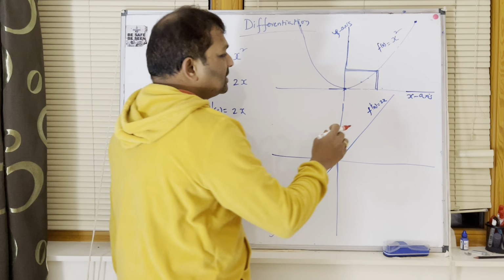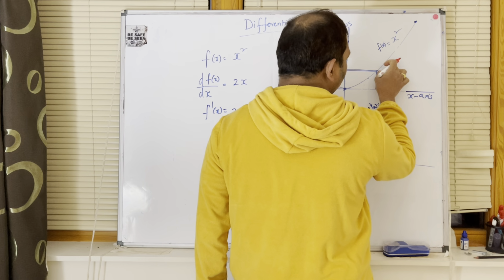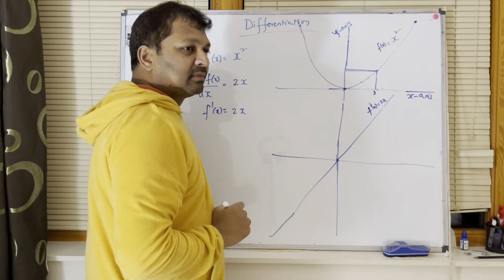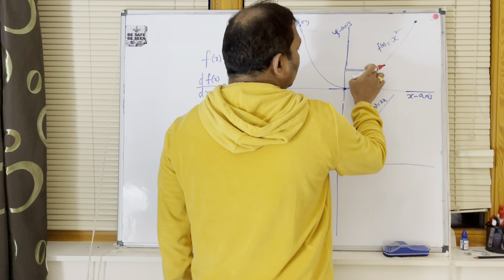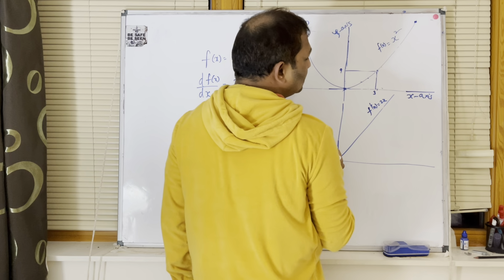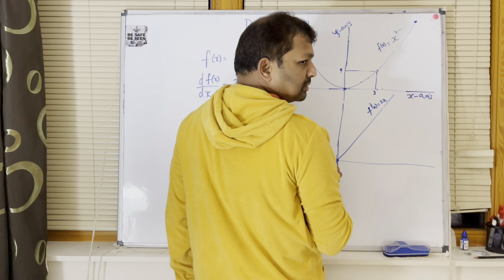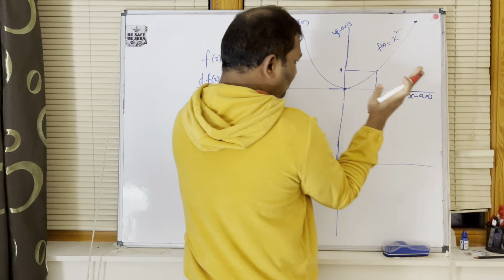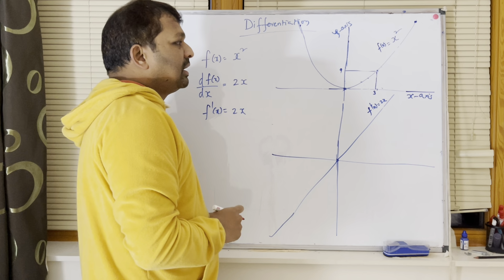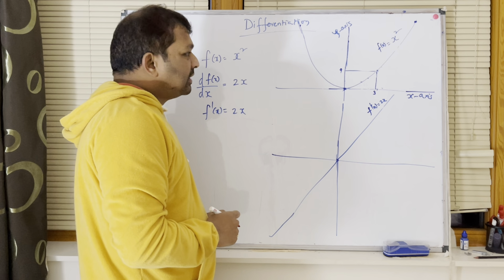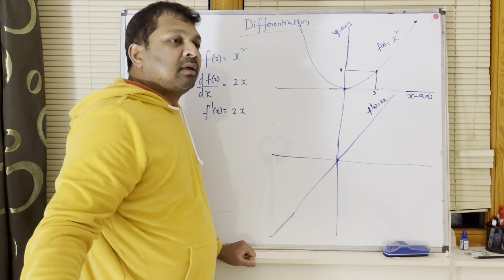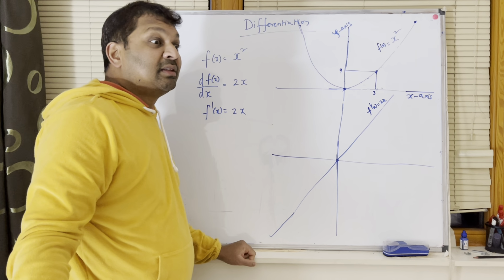For example, if you have to find the slope at this particular point, say x is 3. What will be the y here? 3 square, which is 9. So at this point, what is the slope when x is equal to 3? 2x, when x is equal to 3?